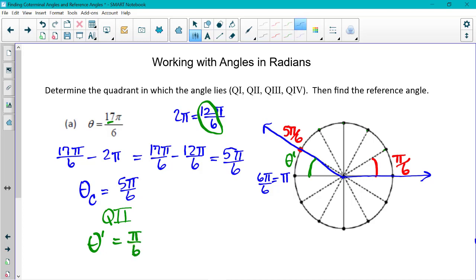If I did not have my circle, then I could say, well, it's short. We didn't quite get to pi, so we take pi and we subtract off that 5 pi over 6. And what is that difference? Well, pi is the 6 pi over 6. Subtract 5 pi over 6, which gives us pi over 6. Okay, so it's just like we did with reference angles in degrees, except now instead of using 180, we use pi.